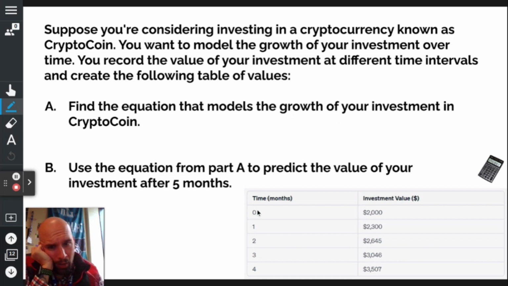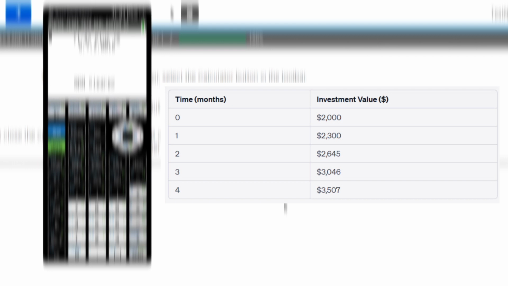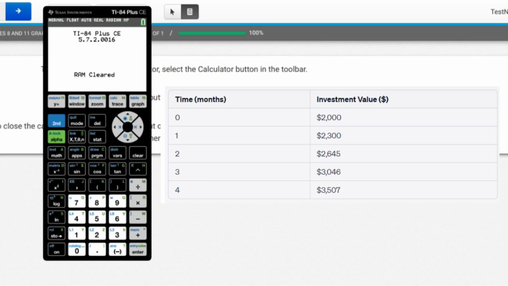So what I have is 0, 1, 2, 3, 4 in time and months. And my investment goes from 2,000 to 2,300 to a little bit more extra to a little bit more extra. So it doesn't look linear. So find the equation that models the growth of your investment. Well, first things first, this isn't linear. So since it is an investment and investments tend to grow exponentially, I'm going to use exponential regression for this guy. Take it away. All right, so we are doing a little bit of exponential regression.